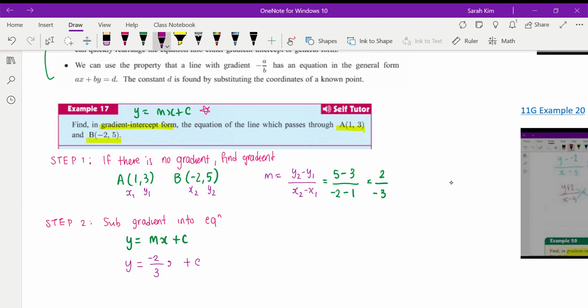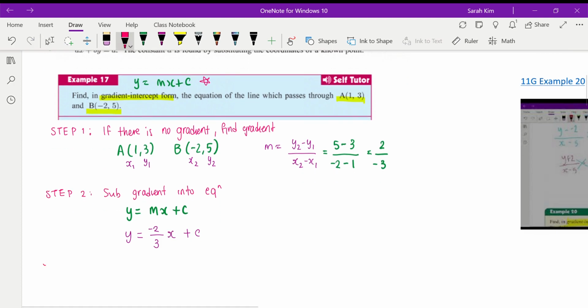C, I still don't know what the answer is. But what you can do now is use one of the coordinates. We've got the coordinate A and coordinate B. So substitute one of the coordinates. So if I write sub, it's just substitute one coordinate into the equation and rearrange. And then what you're going to do is rearrange to find C ultimately. So let's give it a go.